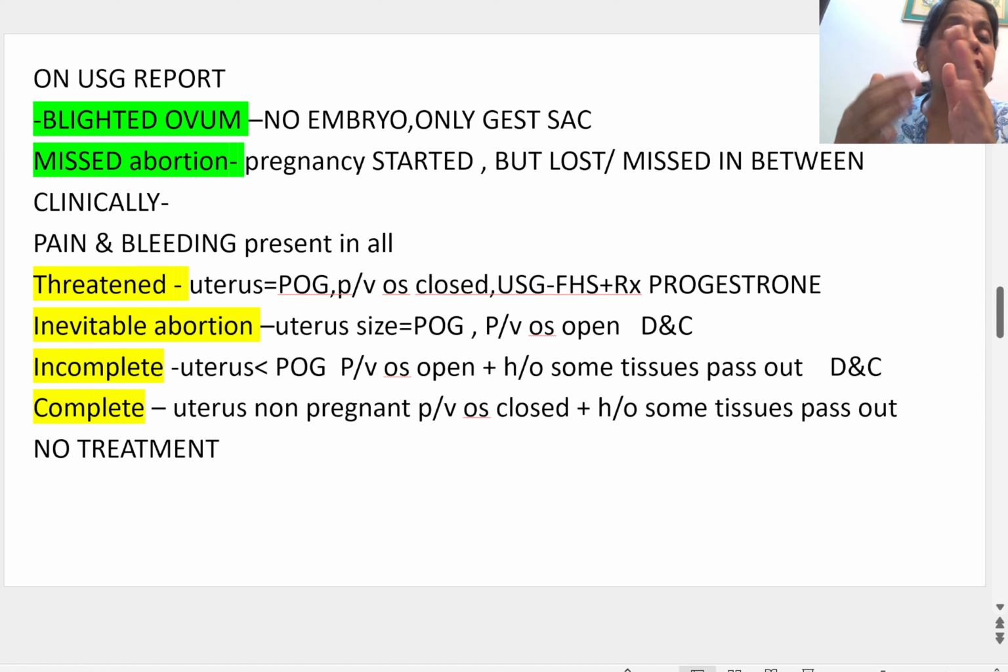What is complete abortion? During the process of expulsion, the whole of the fetus has come out, and on PV the os is closed because the whole product of conception has been expelled, and the uterus will be of the non-pregnant size because nothing is there in the uterus. So why would the uterus be large? Here no treatment is needed, we just need to give assurance. So that was all about the clinical abortion.